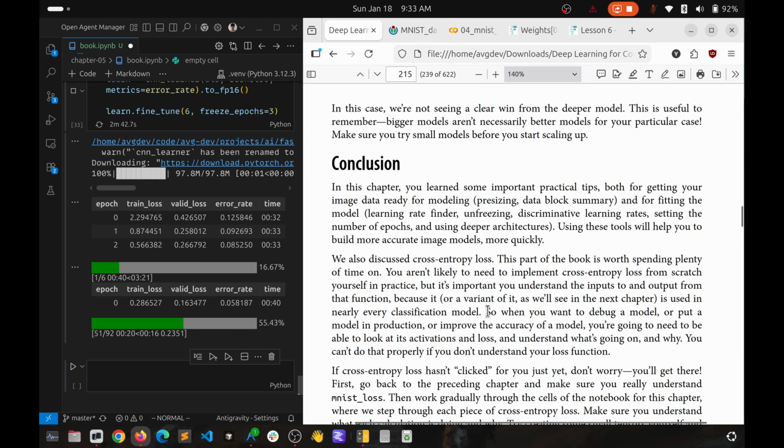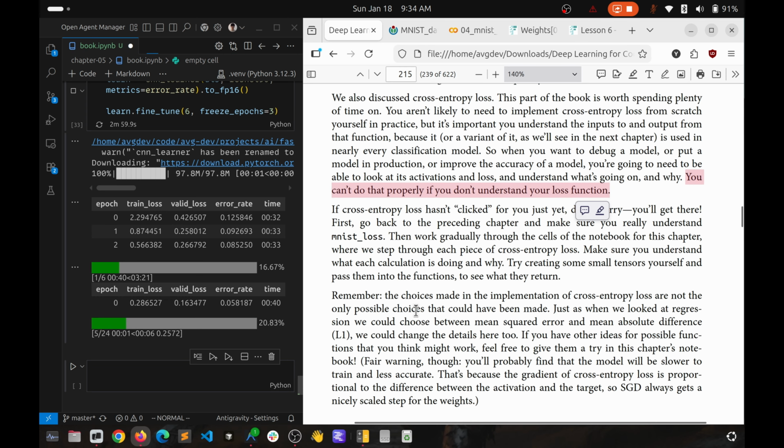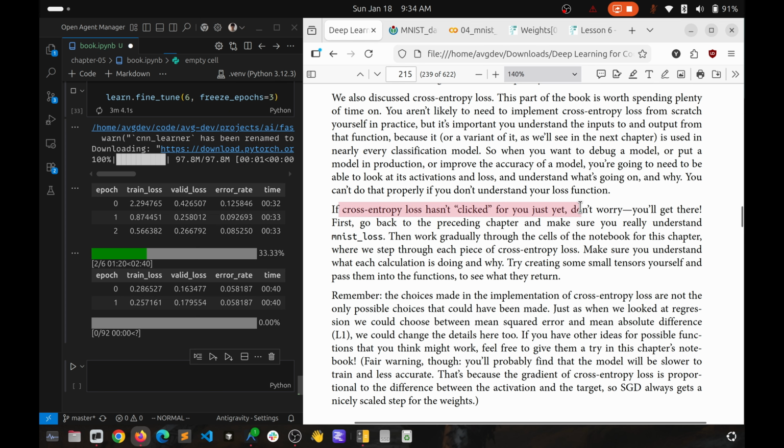classification model. So when you want to debug a model or put a model in production or improve the accuracy of a model, you're going to need to be able to look at its activations and loss and understand what's going on and why. You can't do that properly if you don't understand your loss function. If cross-entropy loss hasn't clicked for you just yet, don't worry, you'll get there.